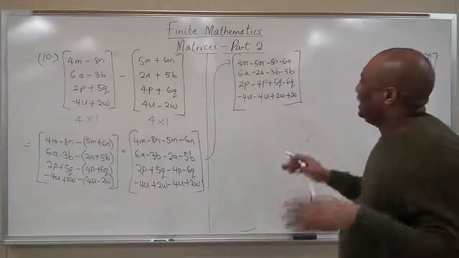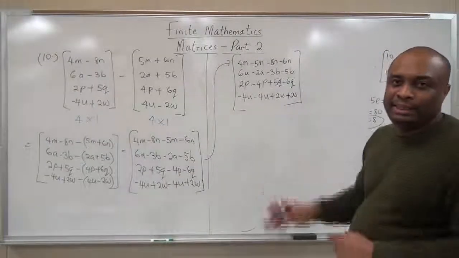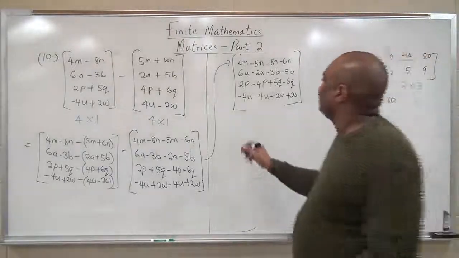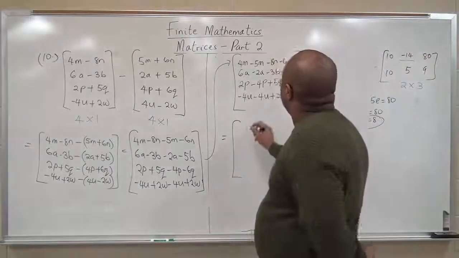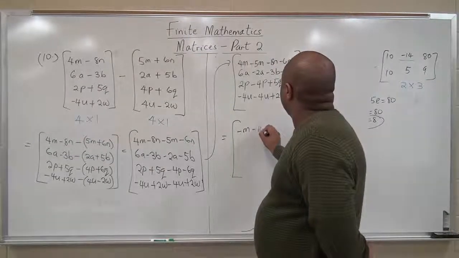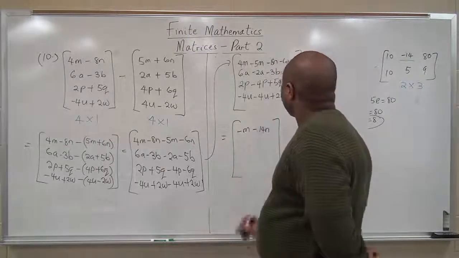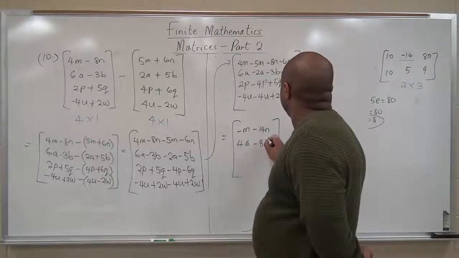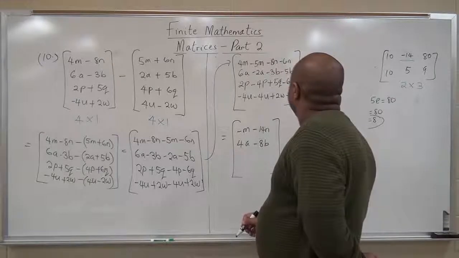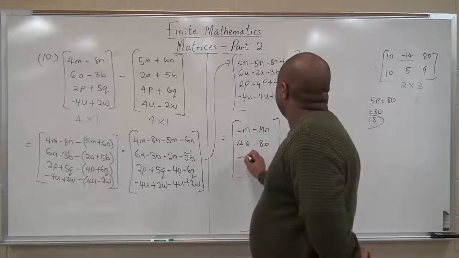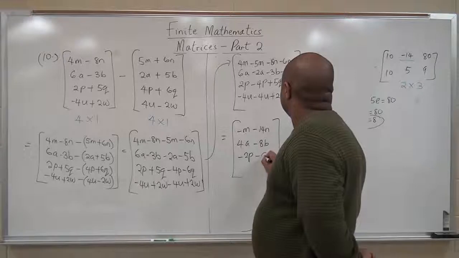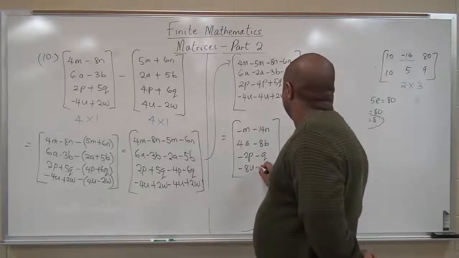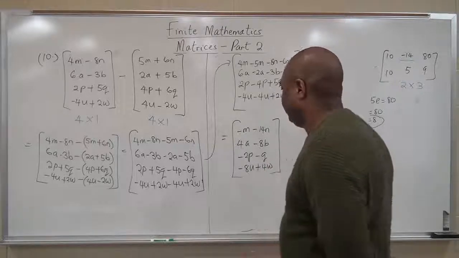So we just gather the like terms, you know. I know you learned this in your 6th grade. You gather the like terms. This is now negative m, negative 14n. And this is 4a minus 8b. Okay? This is minus 2p minus q. And this is minus 8u plus 4w.